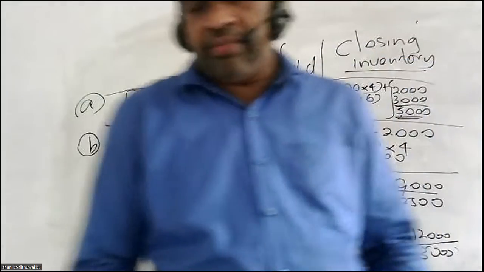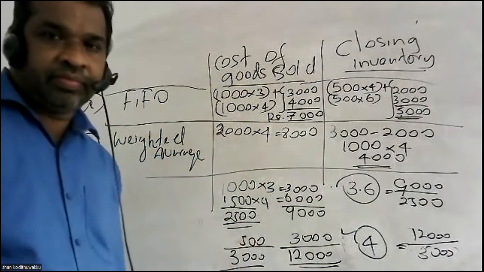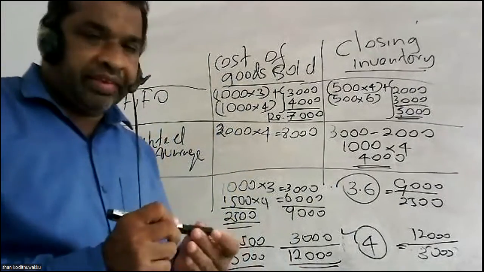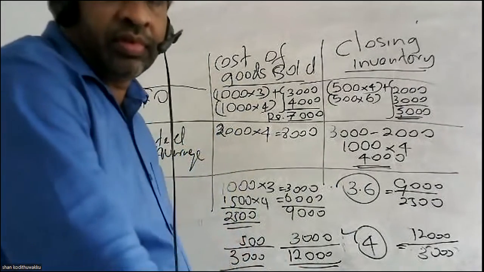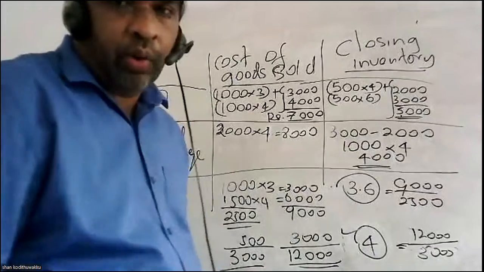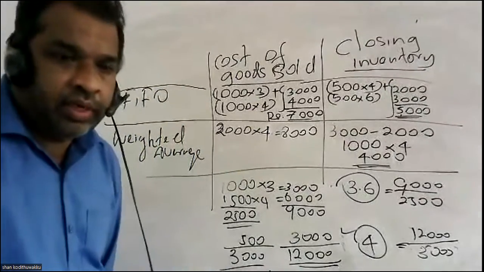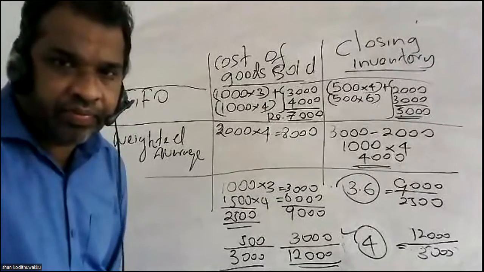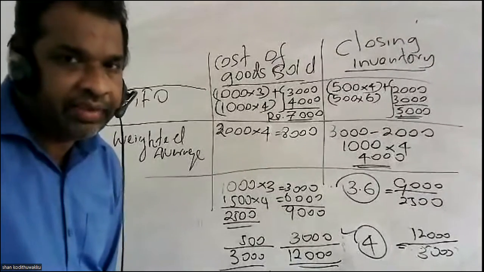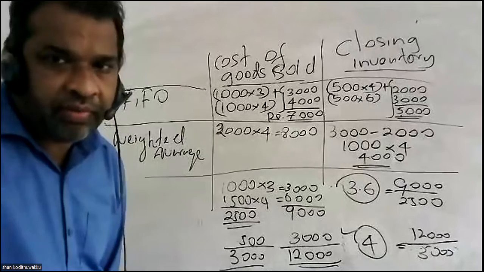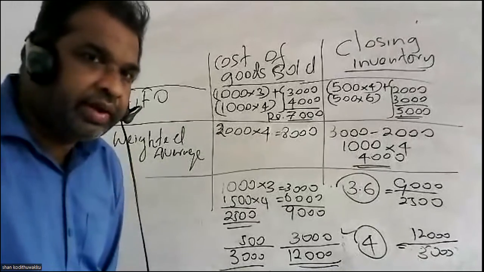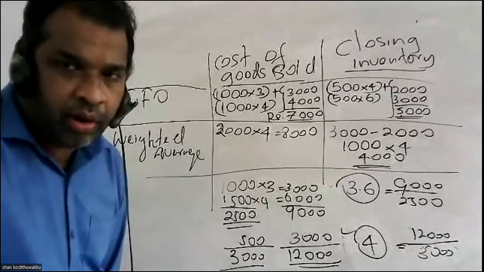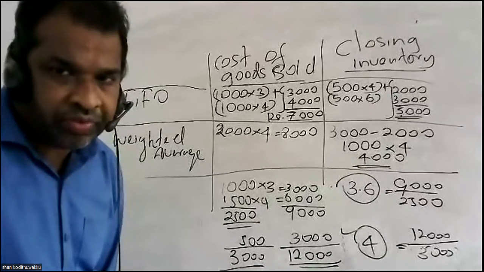Then you can easily understand the answer. Here in the question, they have asked you to calculate the cost of goods sold under the FIFO method: 7,000 is the answer, and closing inventory will be 5,000. Under the weighted average method, cost of goods sold will be 8,000, and closing inventory will be 4,000.